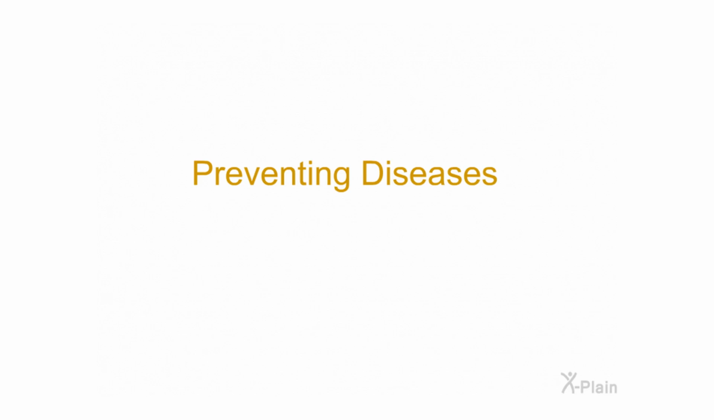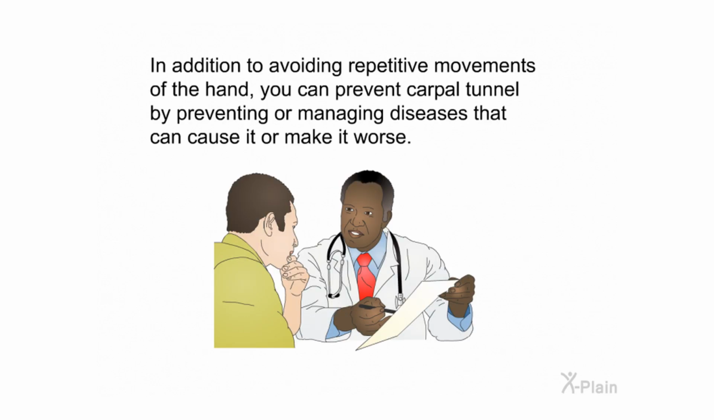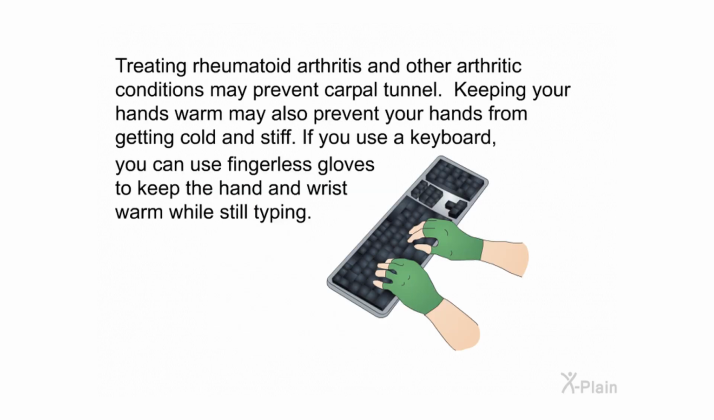Preventing diseases. In addition to avoiding repetitive movements of the hand, you can prevent carpal tunnel by preventing or managing diseases that can cause it or make it worse. Treating rheumatoid arthritis and other arthritic conditions may prevent carpal tunnel. Keeping your hands warm may also prevent your hands from getting cold and stiff. If you use a keyboard, you can use fingerless gloves to keep the hand and wrist warm while still typing.